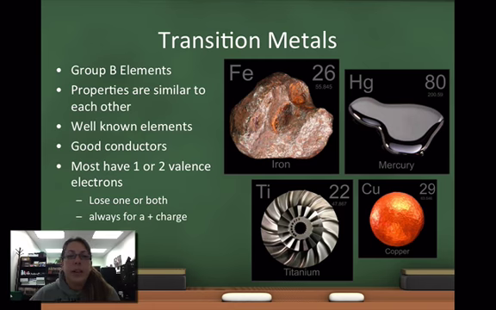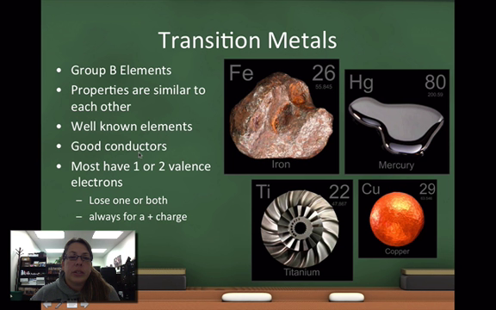The transition metals are that big group of metals in the middle of the periodic table, and we call those the group B elements sometimes. They all have properties that are really similar, and they're also very well-known elements and ones that we use a lot. So if you think of iron, mercury, we don't use a whole lot, it's just really cool. Titanium, platinum, gold, silver, copper, all of those are transition metals, so they're kind of your everyday metals.